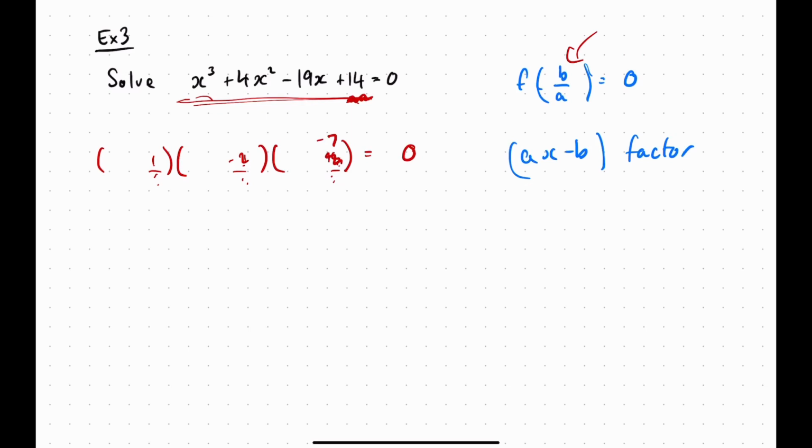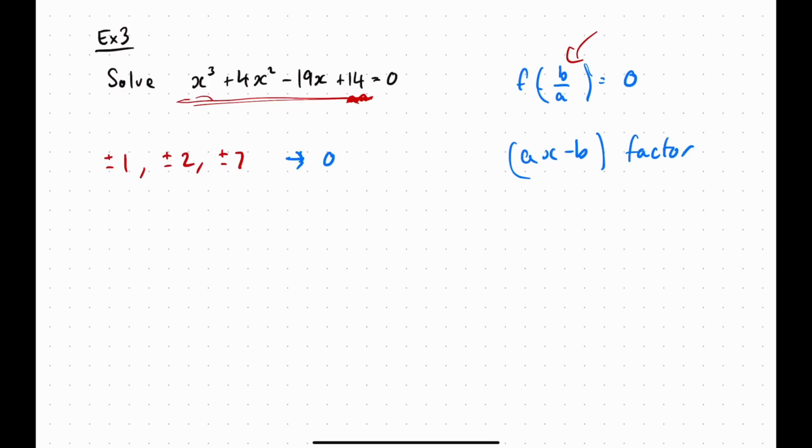So all I've got to really try is these 3 numbers, well, plus or minus 1, plus or minus 2, plus or minus 7. If I substitute these 3 numbers in here, whichever ones produce a value of 0, if any of them produce a value of 0, then I can use that to find one of the factors.